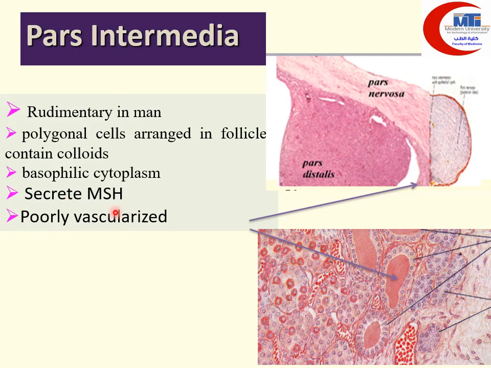Pars intermedia, as we mentioned, is present in some species other than man. So the pars intermedia in these species secretes melanocyte stimulating hormone.